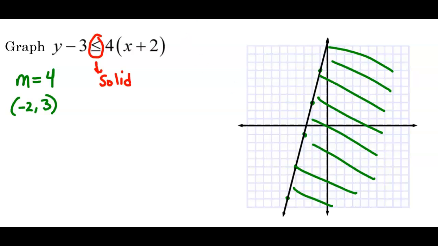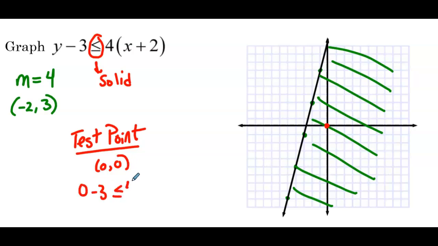If you're not sure, again, check your test point. Right, test point. At 0, 0, substitute it in. 0 minus 3, is that less than or equal to 4 times 0 plus 2? So is negative 3 less than or equal to 8? Which it is, so that point should be in the solution set, and we see it is in fact in the solution set.